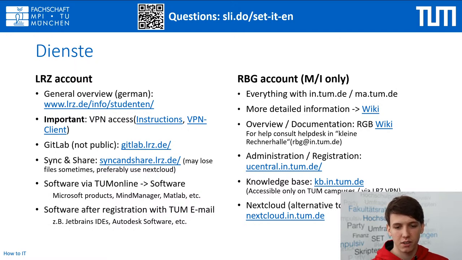Now, the Informatics department also has a knowledge base, accessible only on TUM campuses and using the VPN again, which contains a lot of helpful information on anything. They also have a really good wiki describing almost everything you might need to know about your RBG account. And finally, they also have a cloud, Nextcloud, which gives you 500 gigabytes of free storage and is also good to share things with other students.